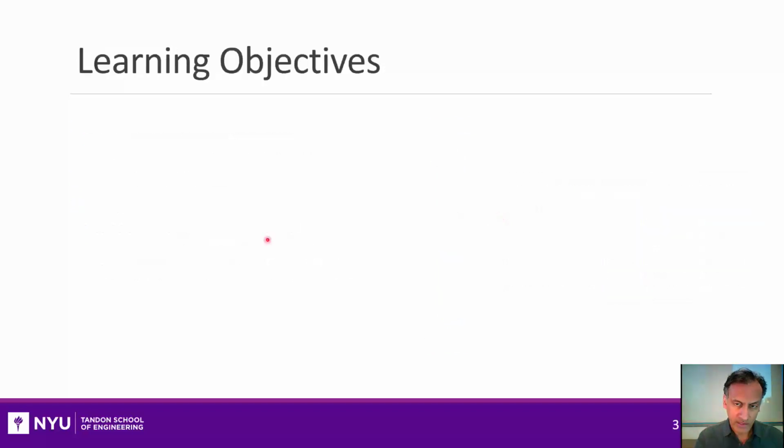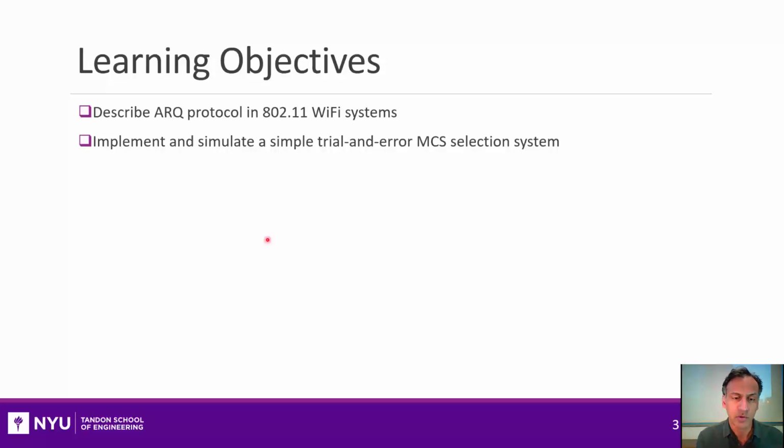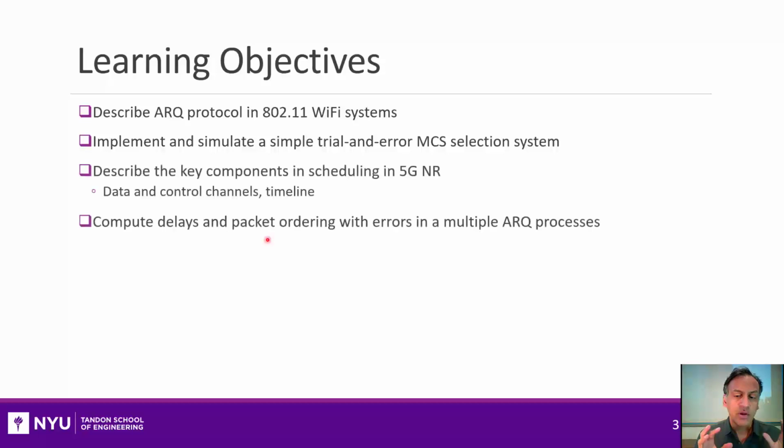So I think the best way to understand these higher layer protocols is by example with real systems. So with that in mind, we're going to start looking at what's called the ARQ protocol in the 802.11 systems. And by the end of this, you'll be able to implement and simulate at least a pretty simple trial and error MCS selection system for these kind of wireless LAN systems. We're going to then look at really state-of-the-art cellular systems. These are a little bit more complicated, but we're going to break it down bit by bit, and we'll really be able to understand what happens packet by packet, time slot by time slot in these kind of systems.